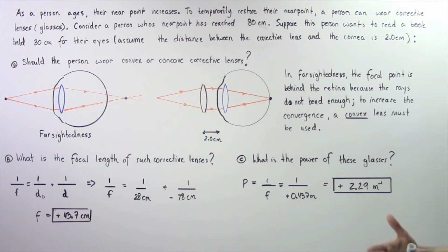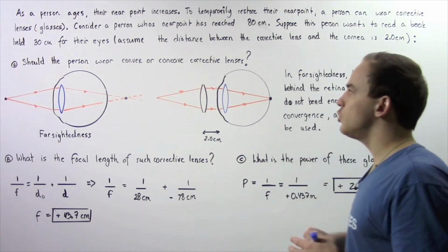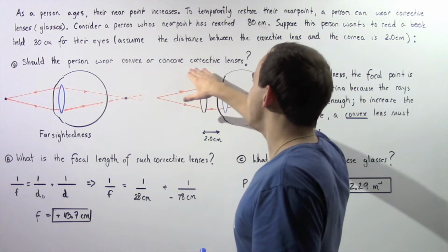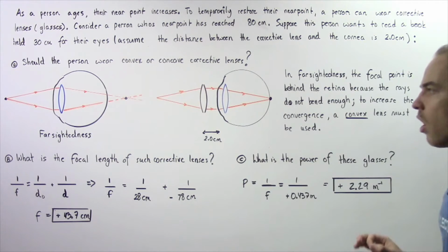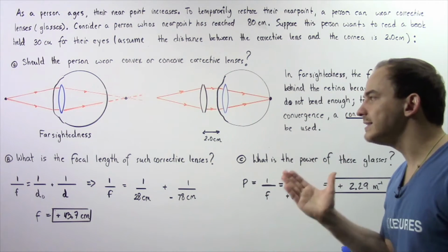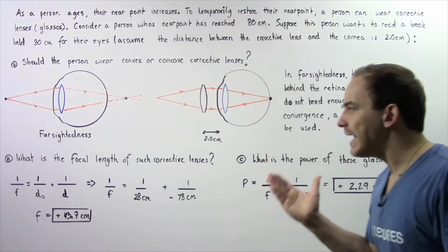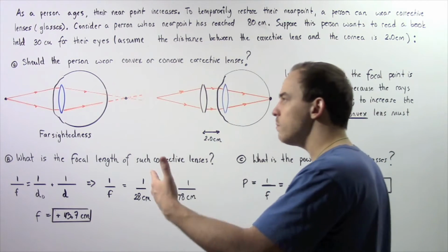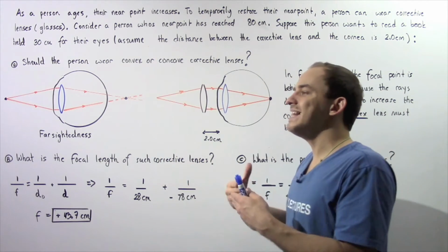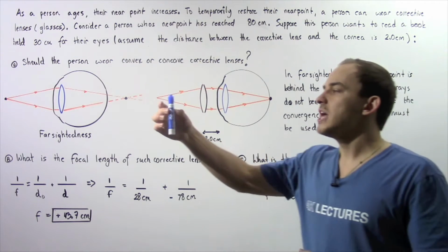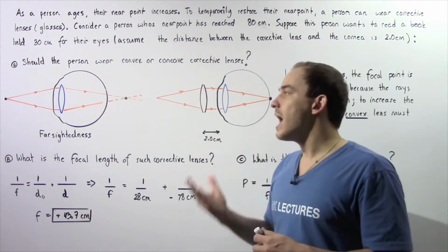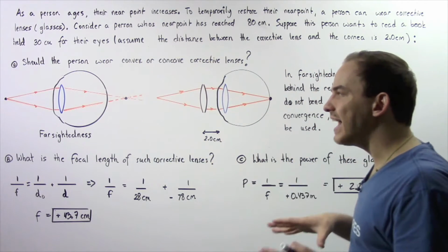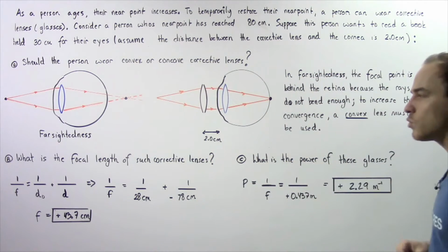So how do we know whether or not the person should use convex or concave corrective lenses? Let's begin by recalling what farsightedness is. Farsightedness, also known as hyperopia, is essentially the inability to see objects that are close to the eye. So that is known as hyperopia. Now, what exactly happens in hyperopia?